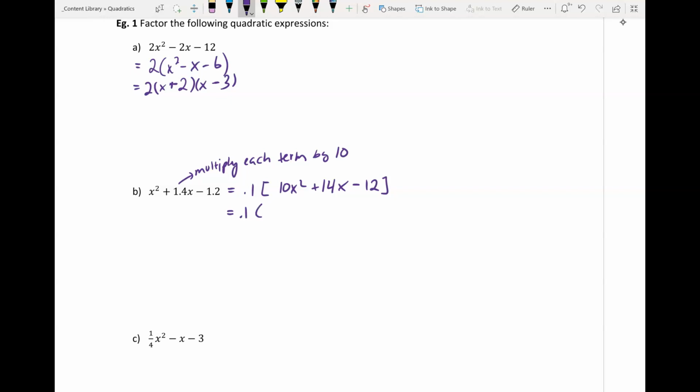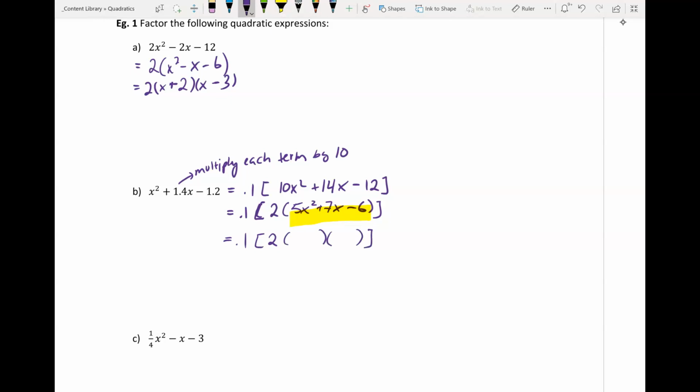So I'm going to factor out a 2 because a 2 is in common between 10, 14, and 12. If I do that, I'm left with 5x squared plus 7x minus 6. And again, to get this inner part here, I would divide 10x squared by 2, 14x by 2, and -12 by 2.